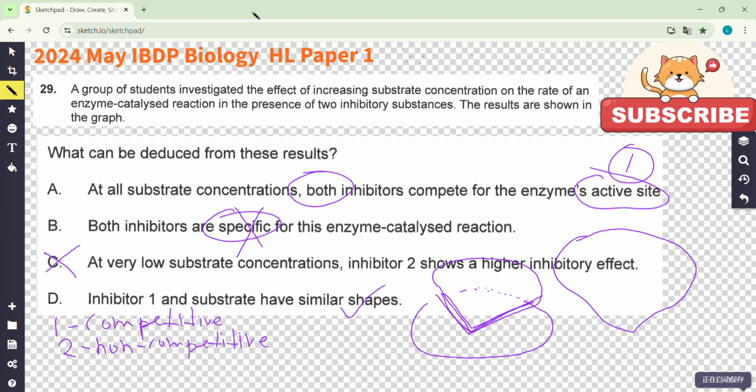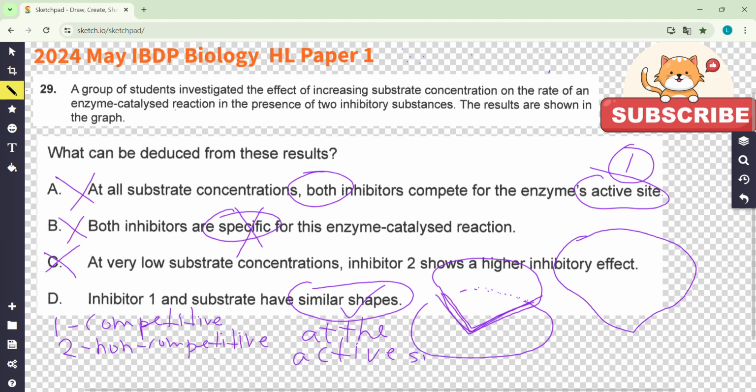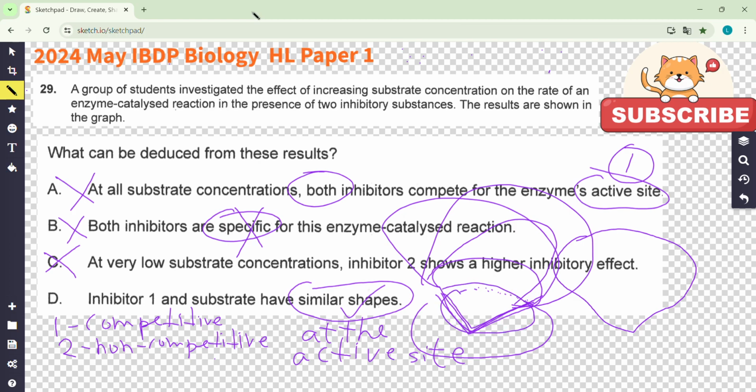Although, to me, because A, B, C must be wrong, I will choose D. But if ABC has one very obviously correct, then I don't choose D because I can just say they have similar shapes at the active sites, right? Complementary active sites, right? Yes, at the active site similar, but how about the other parts? No guarantee, right? They can have any shape you like, if not talking about the active sites, okay?